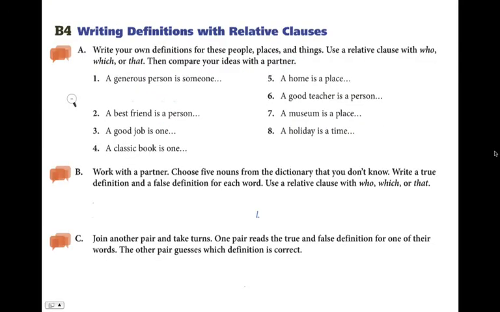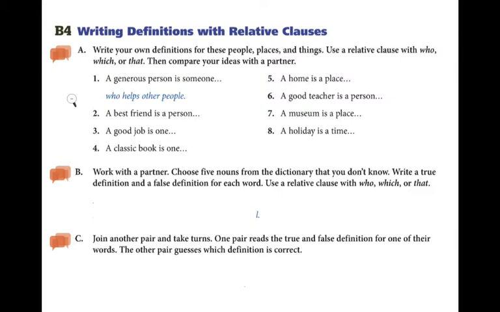In exercise 4B, writing definitions with relative clauses. You can write your own definitions for these people, places, and things. Use a relative pronoun with who, which, or that. So for example, what does a generous person mean? Generous person. A generous person is someone who helps other people. A generous person is someone who gives his or her time, energy, money, or skills to other people.